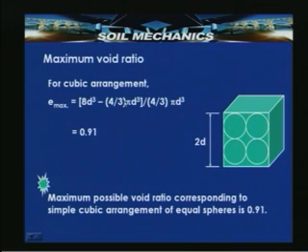So, total volume minus volume of the solids yields the volume of voids, towards the ratio of volume of solids, 4 by 3 pi d cube, that is the volume of 8 spheres in this particular space of a cube of size 2d, which reduces the maximum possible void ratio to e max equal to 0.91. So, the maximum possible void ratio corresponding to simple cubic arrangement of equal spheres is 0.91.